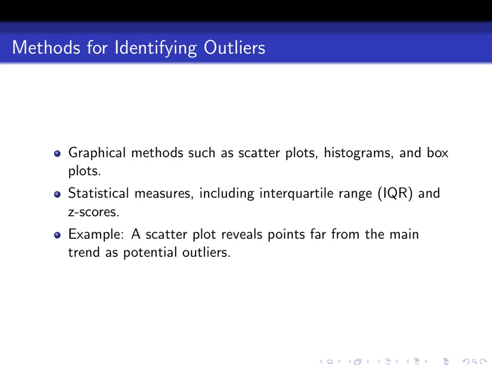There are several methods for identifying outliers. Graphical methods like scatterplots, histograms, and box plots allow us to visually spot points that deviate from the rest of the data. Statistical methods, such as using interquartile range or Z-scores, provide quantitative ways to classify outliers. For instance, scatterplots can highlight points far from the main trend, making them easy to identify.